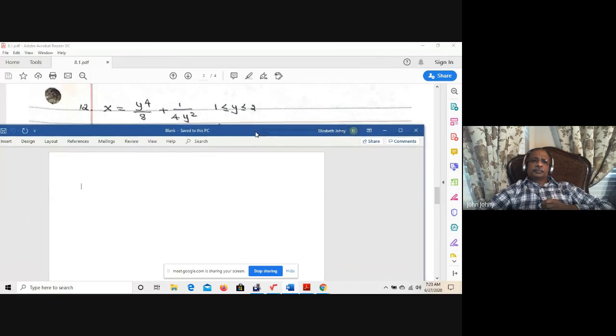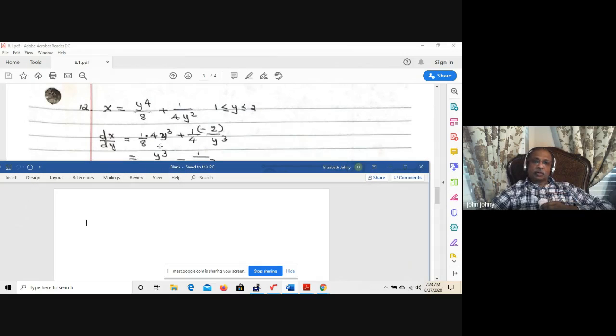Number 12, x is equal to y to the 4 over 8 plus 1 over 4y squared. So you have to use the other formula. What is that formula? Arc length is equal to the integral from a to b of the square root of 1 plus (dx over dy) the whole square, dy. So you have to simplify that. Find the dx over dy.